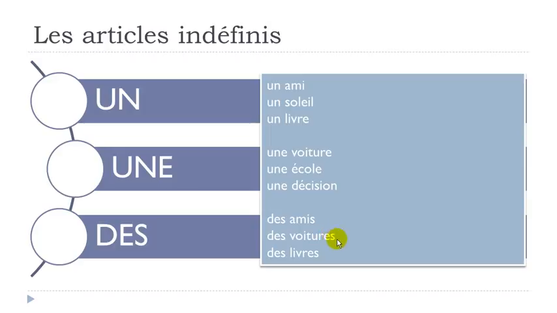I've been taking voiture here, a car. Just add this S at the end and you get the plural form, des voitures. And then I've been taking back this livre, same thing, you just add S at the end, des livres. Let's repeat them one more time. Un, une, des. Un ami, un soleil, un livre, une voiture, une école, une décision, des amis, des voitures, des livres.